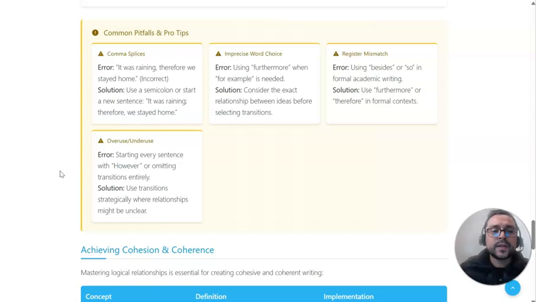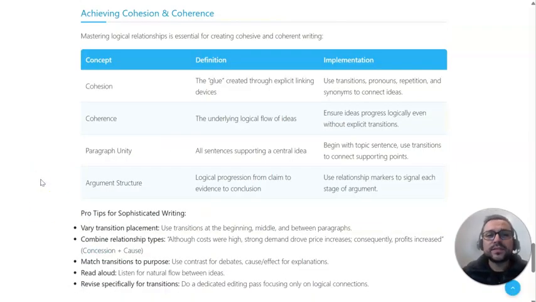And finally, starting every sentence with however, so that is abusing the word however, or omitting transitions entirely. And the solution is to use transitions strategically, to have a wide repertoire of transitions, to use them for more clarity. Now, these are some tips to achieve cohesion and coherence.